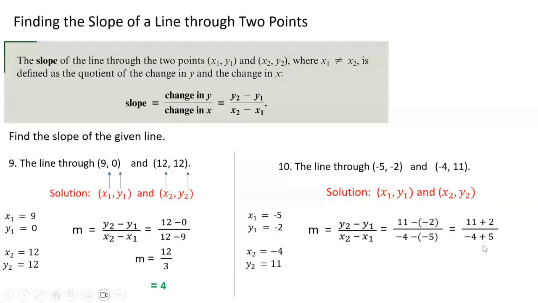Now this changes to a positive, so it'll be 13 over 1. So the answer will just be 13. That's my slope.